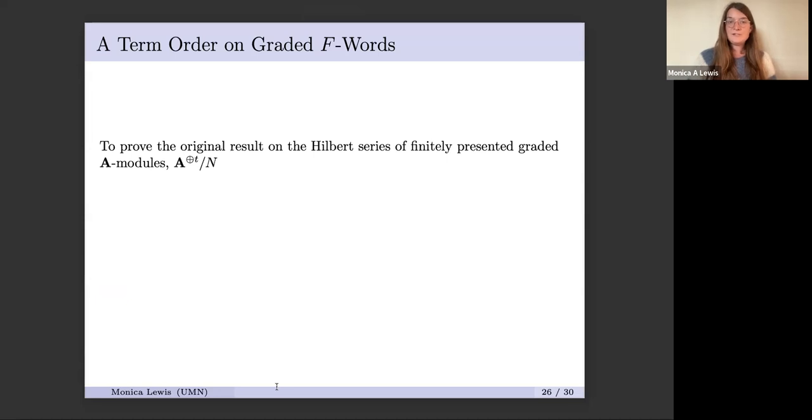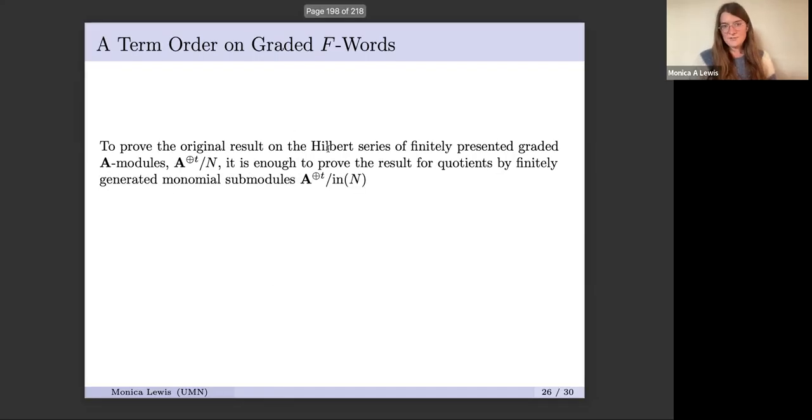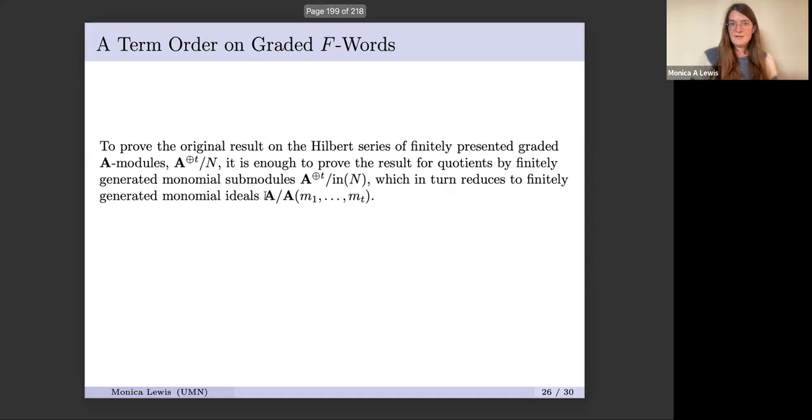So to prove the result on Hilbert series from this, what do you do? Well, first of all, you can degenerate to the quotient by the initial module instead of the original module. That doesn't change the Hilbert series at all, so you only have to deal with monomials. And of course, if you're taking a free module and quotienting by a monomial submodule, you can just work with each of the individual factors. It's really just quotients by left monomial ideals that you have to understand.